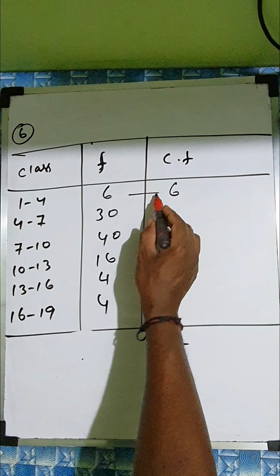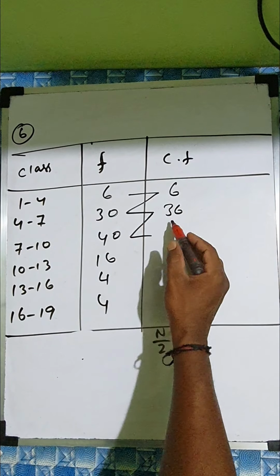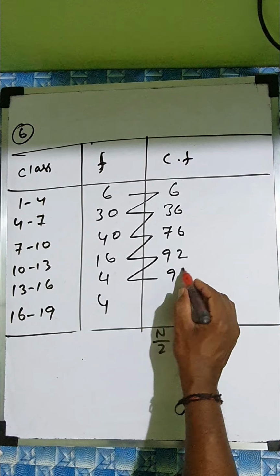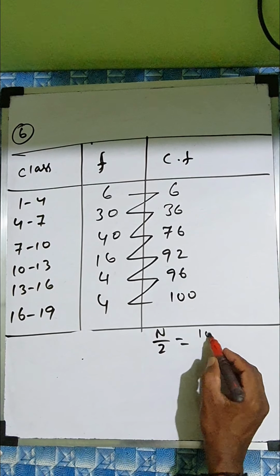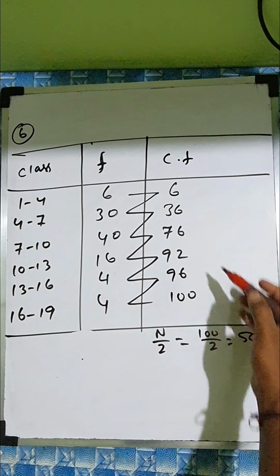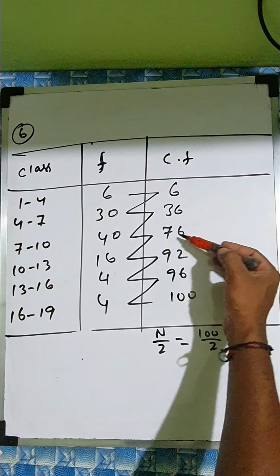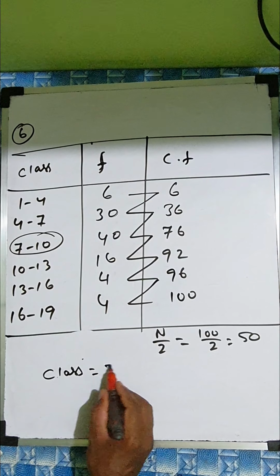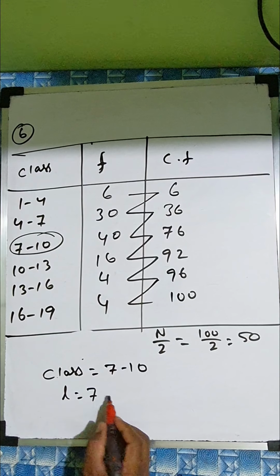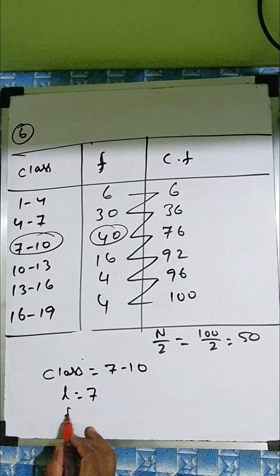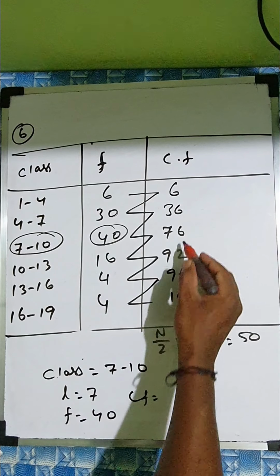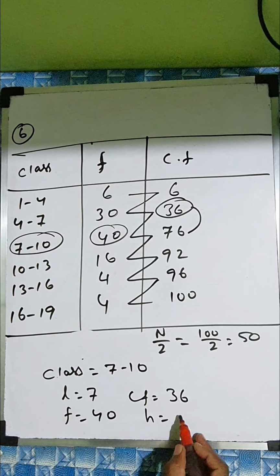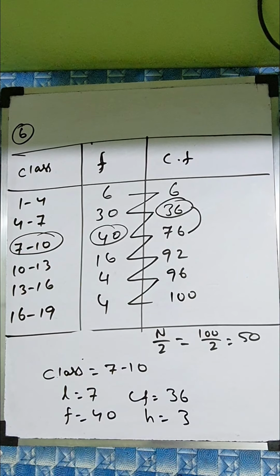So 6 plus 30 is 36, plus 40 is 76, then 92, 96 and 100. So 100 by 2 is 50. So 50 means which one will we take here? We can't take 36, it will come to 76. So the class is 7 to 10. So L is 7, frequency is 40, and CF is the one before, that is 36, and H is 10 minus 7, which is 3. So the H is 3.